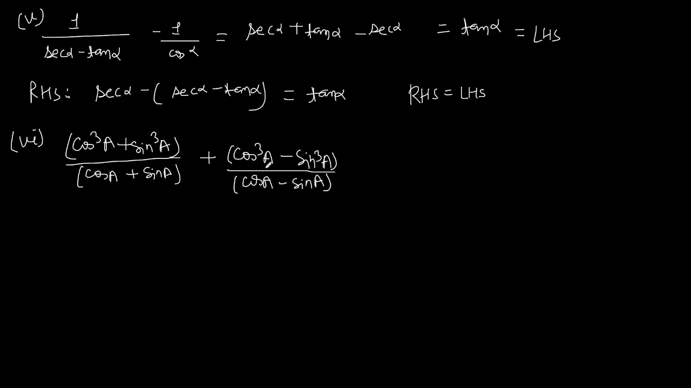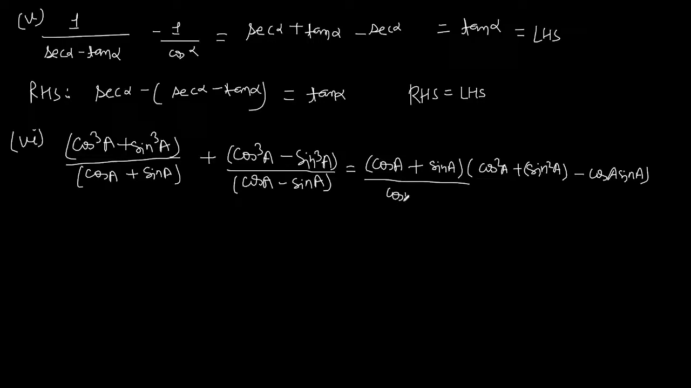We have to find the value of this. If you see, it is nothing but A cube plus B cube. Can we write it as (cos A plus sin A) into (A square plus B square minus AB), and this is divided by cos A plus sin A.